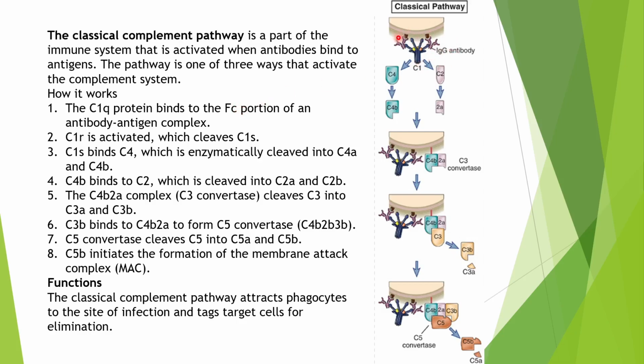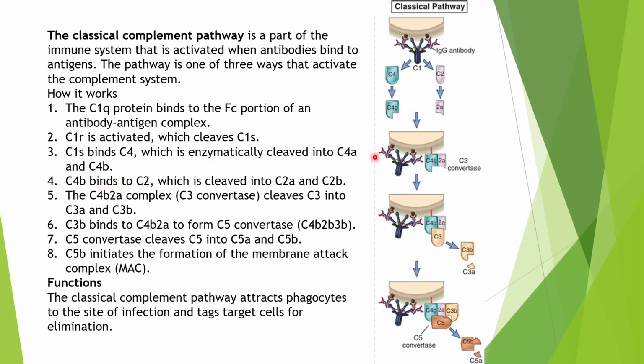So here we can see we have the antigen-antibody complex, and the C1q part of the C1 binds to this Fc region of this complex. Then C1r is activated, and then this cleaves C1s. Then C1s binds to C4, which is enzymatically cleaved into C4a and C4b. So from C1, you get C4a. This is again cleaved to get C4b and a.